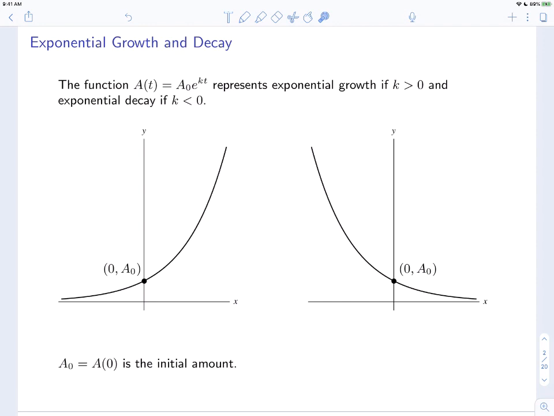We can either have exponential growth or decay, and it depends on the value of this k. If k is positive, then we have exponential growth, which is represented in a graph that increases very rapidly. On the other hand, if k is negative, then we have exponential decay. Exponential decay is the same graph except reflected through the y-axis. So instead of increasing rapidly, it decreases rapidly.